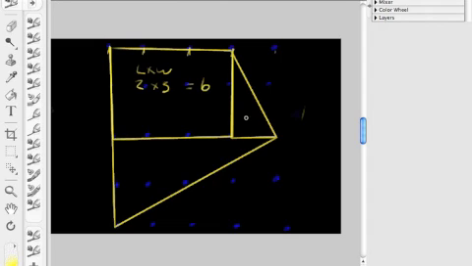Now I have this smaller triangle. Looks like it's got a height of 2 and a base of 1. What's my formula for a triangle? Well, that's 1/2 base times height. So that would be 1/2 times 2 times 1, or just 1.